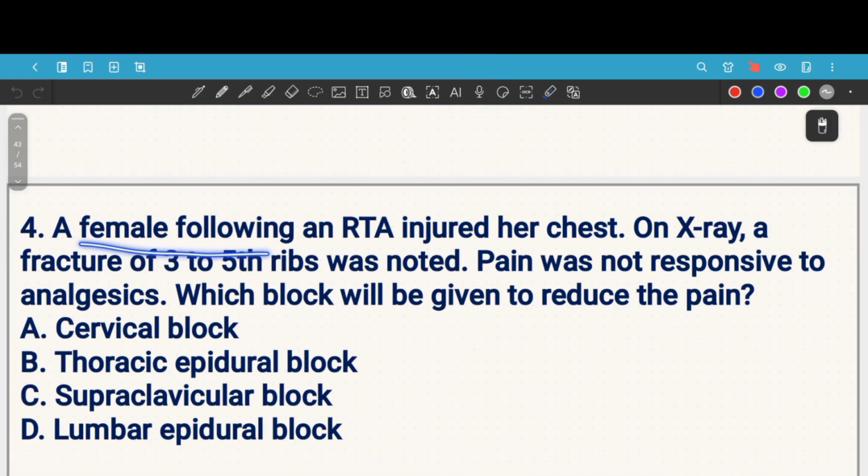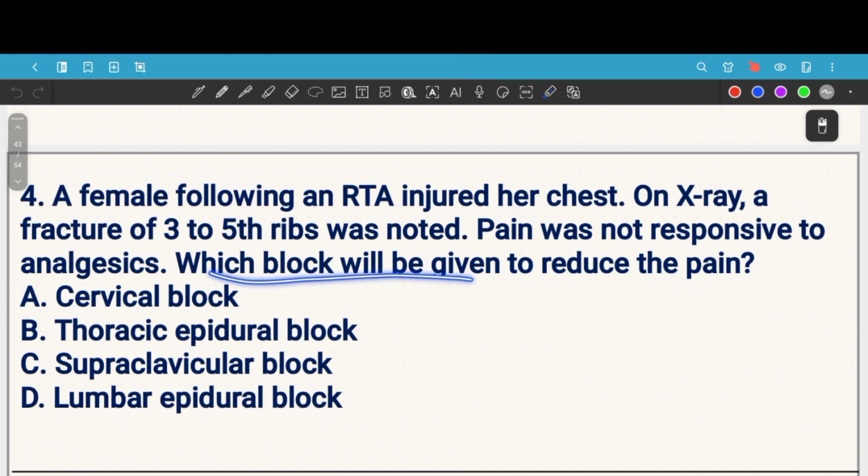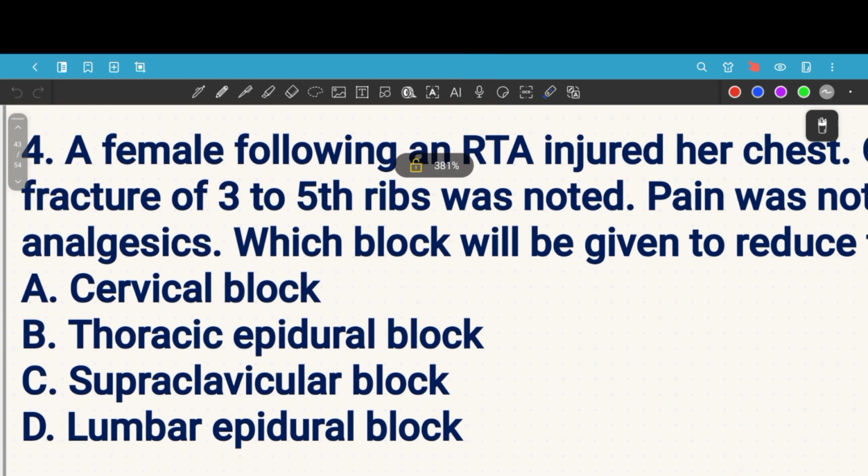Fourth one, a female following an RTA injured her chest. On X-ray, a fracture of the 3rd to 5th rib was noted. The pain was not responsive to analgesics. Which block will be given to reduce the pain? Can you guess this? This is an easy question. Which block do we have to give?